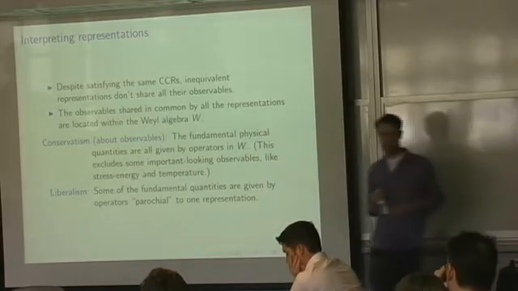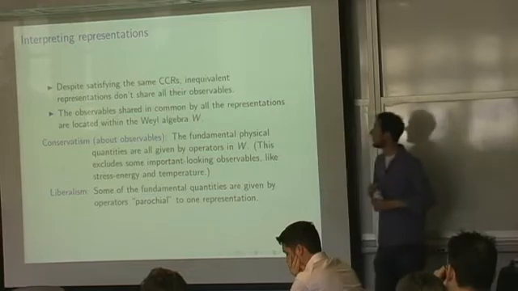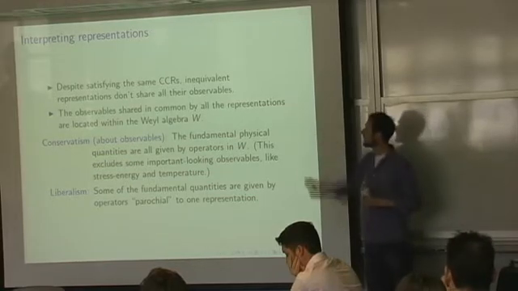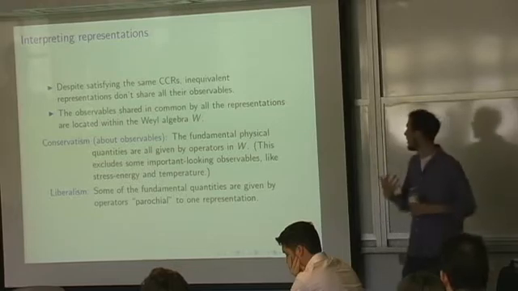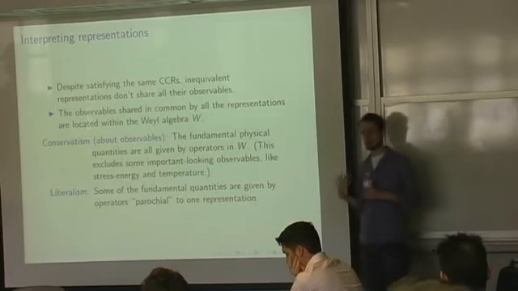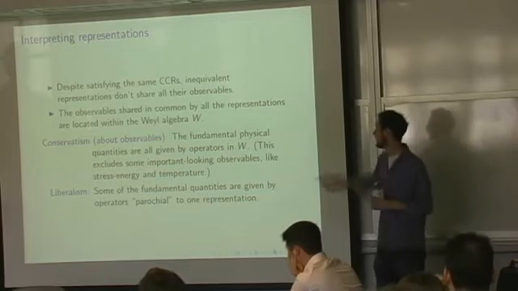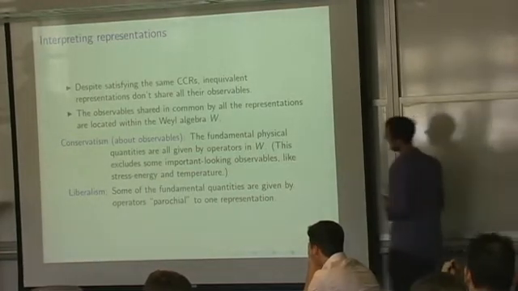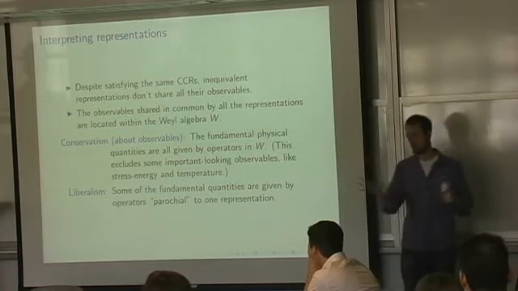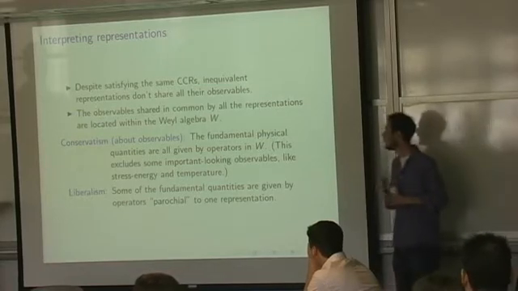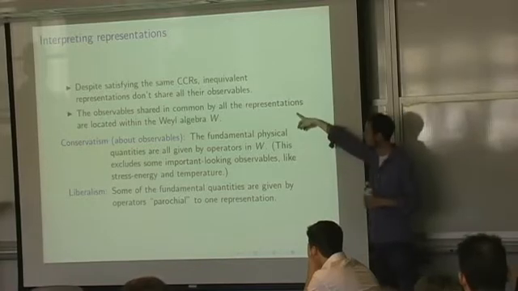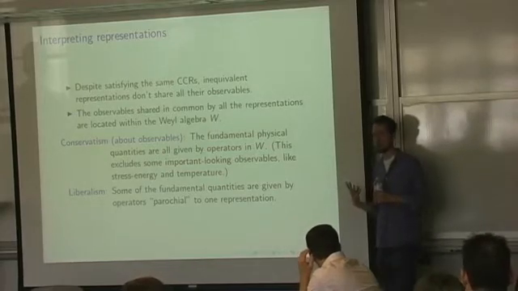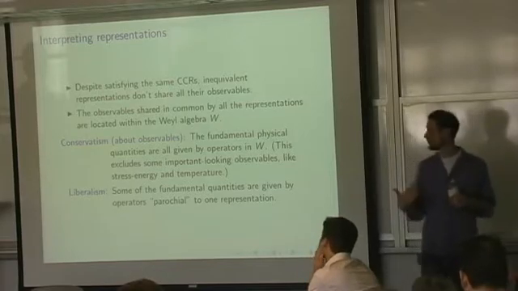An interesting question, and a question pioneered by my colleague Laura Ritchie, is how do we physically interpret the existence of all these inequivalent representations? Despite the fact that they satisfy the same commutation relations, the inequivalent representations don't share all of their observables, only some. There are observables shared in common by all the representations. They're located within what we call, in the boson case, the Weyl algebra W. And I'm going to just use that to refer to the algebra of observables for whatever system we're talking about. There's this invariant algebra of observables, which is shared in common by all of the Hilbert space representations of a given set of commutation relations.